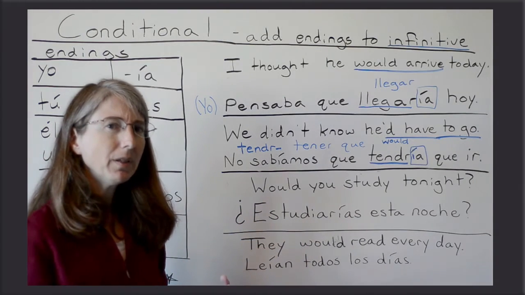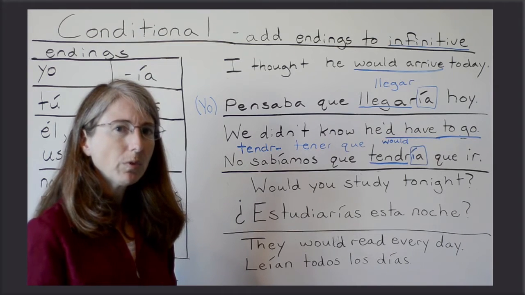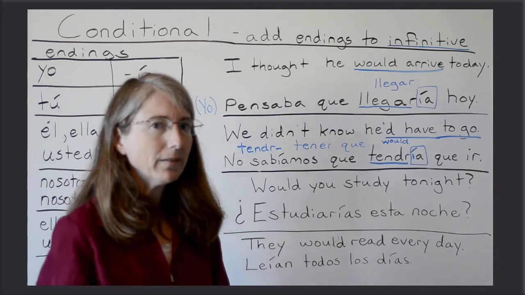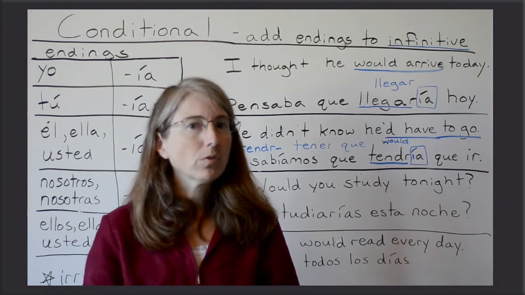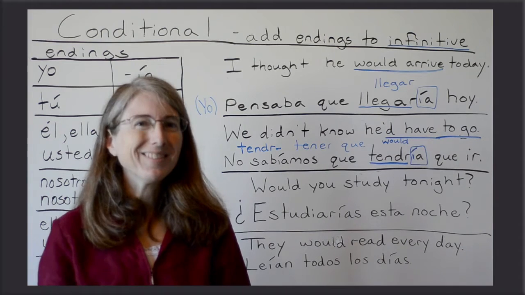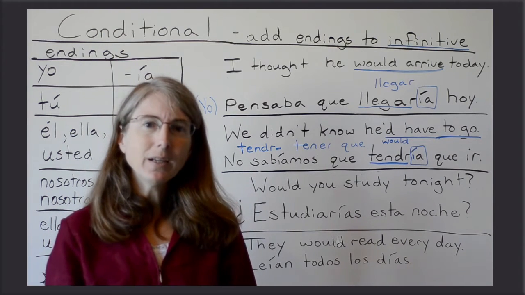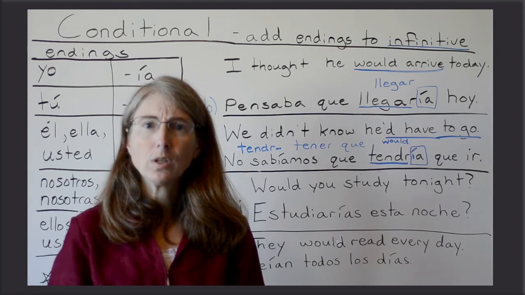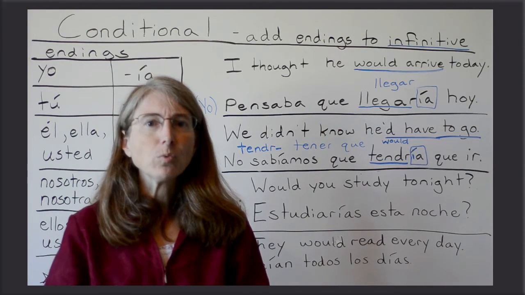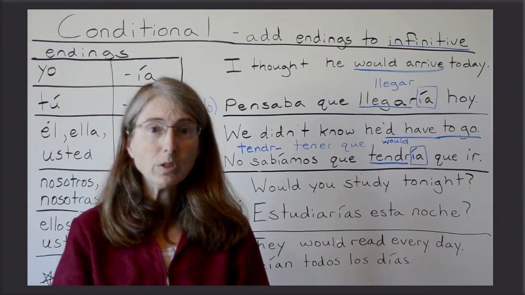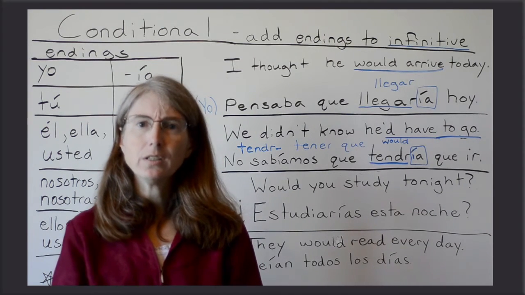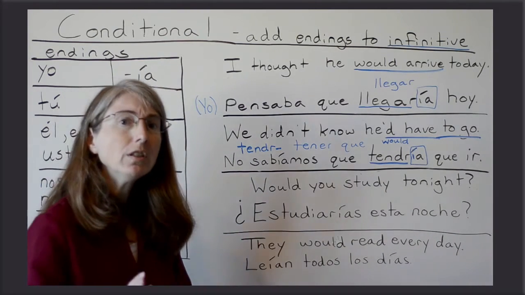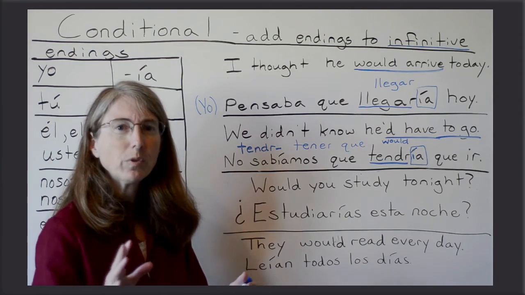And another time in English that we use would is when we're talking about something that we used to do on a regular basis. We would go to the store on Mondays. We would eat ice cream on Fridays. And in Spanish, that's really not the conditional tense. That's talking about things that we used to do. And in order to talk about things we used to do in Spanish, we use the imperfect tense, not the conditional tense.